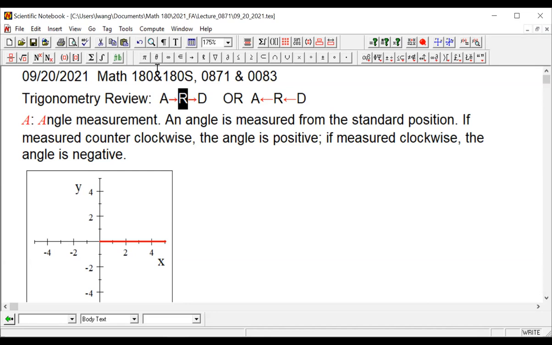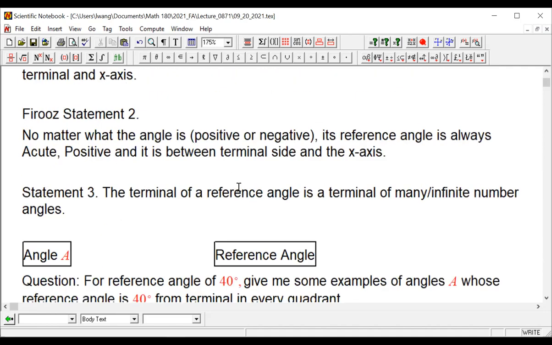You can deal with any angle, any special angle, non-special angle, no problem. Now we have come to definition.